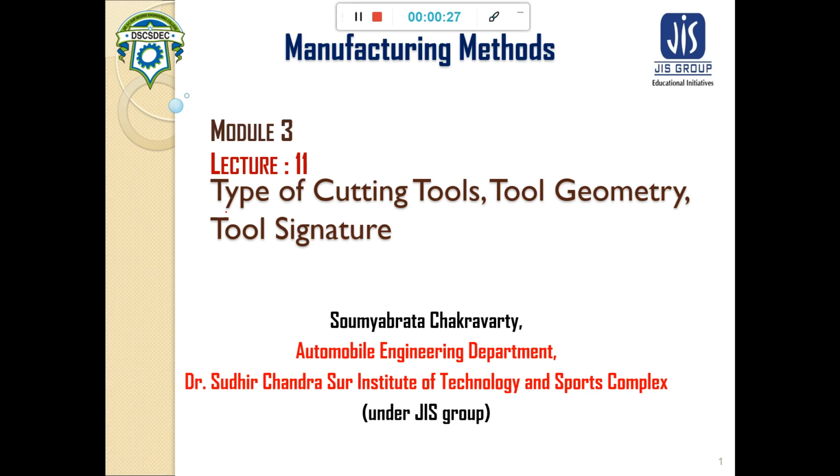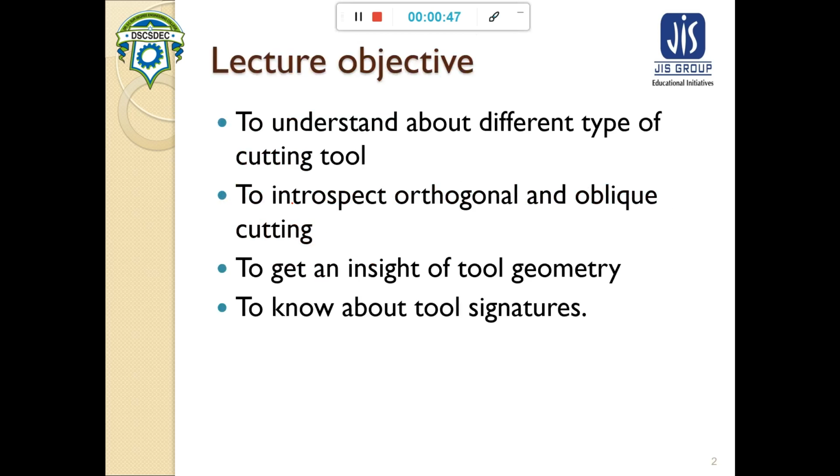So in this lecture, this is the third module and this is the 11th lecture of this course, and the topic name is type of cutting tool, tool geometry and tool signature. This we will study in this lecture. The lecture objectives are to understand different types of cutting tool, to introspect about orthogonal and oblique cutting, to get insight of tool geometry, and to know about different tool signatures and how to use them.